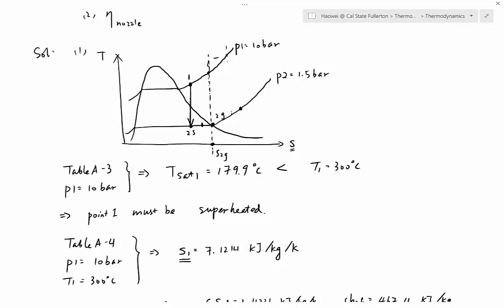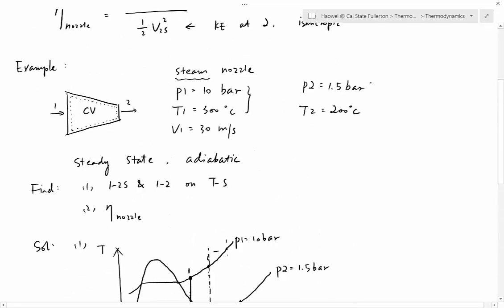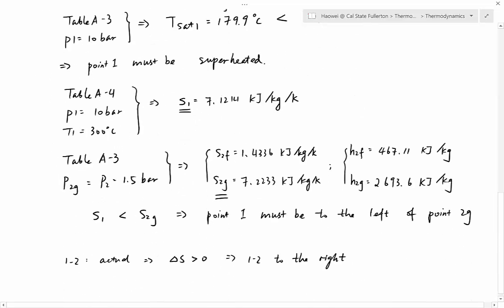Again, 1 to 2 to the right alone is not enough for us to fix the location of number 2. You still have 3 possible solutions. Number 2 can be a mixture, number 2 can be G point, and number 2 can be superheated. So how do we fix the location of number 2? Let's take a look. We have P2 and T2. Can we do the same thing as what we did for number 1? We start from 1.5 bar and find the corresponding saturated temperature and compare that to my actual temperature T2. Let's try that.